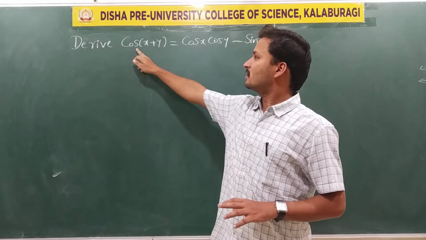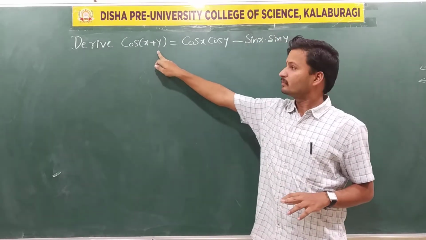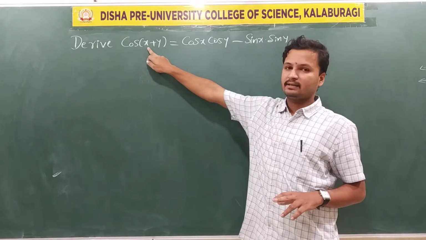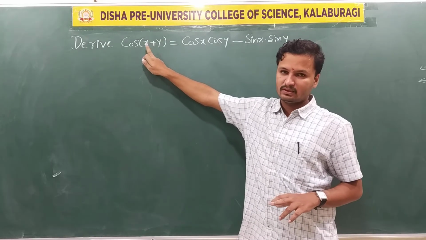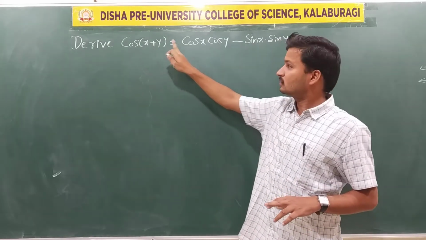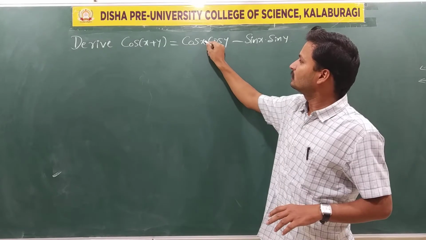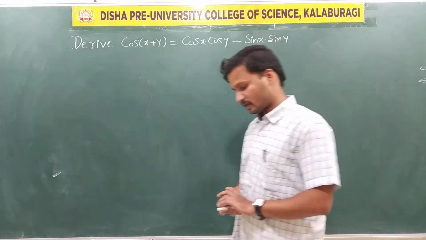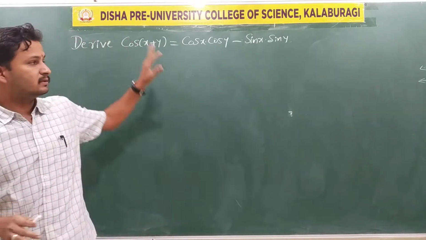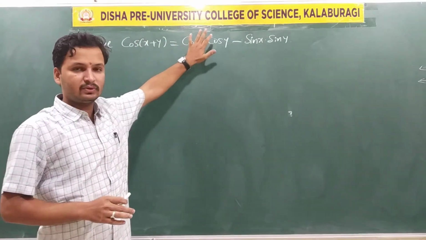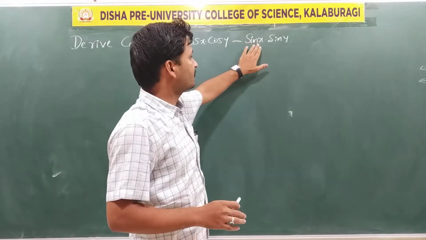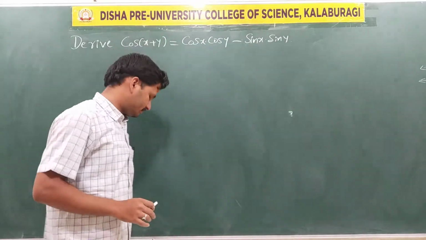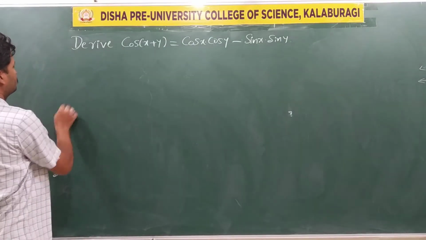So cos of x plus y is equal to, that means here x and y are angles, their sum is x plus y. Then cos of x plus y is equal to cos x into cos y minus sin x into sin y. So we need to prove that cos of x plus y is equal to cos x into cos y minus sin x into sin y. So, proof.